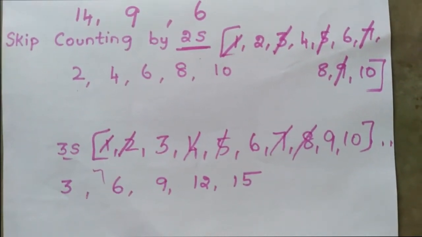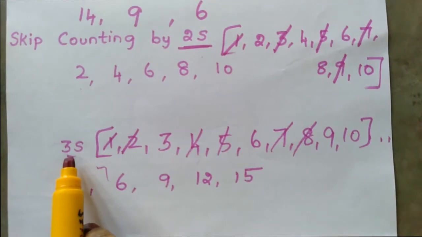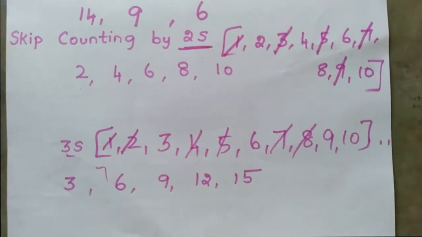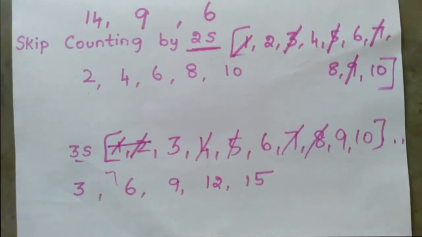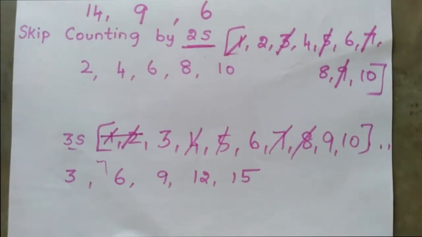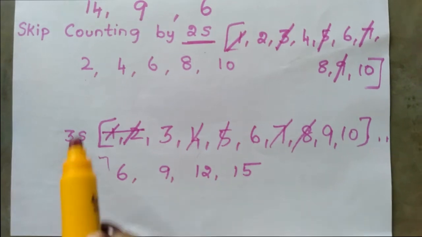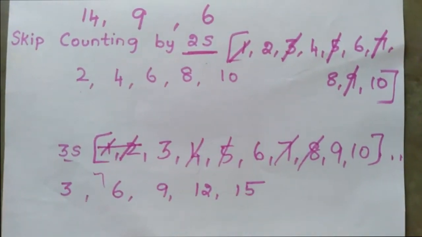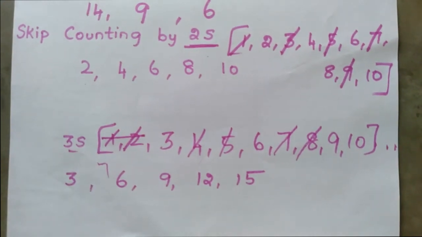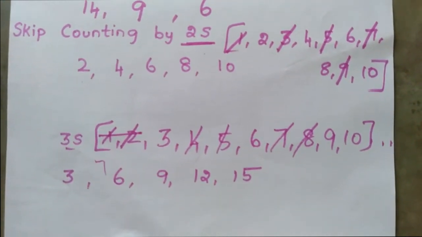Okay, ma, understood? So skip counting by 3s means what you have to do? You have to skip how many numbers? 2 numbers you have to skip and write the number. Skip counting by 2s means only 1 number you have to skip. 3s means 2 numbers you have to skip and write the answer.